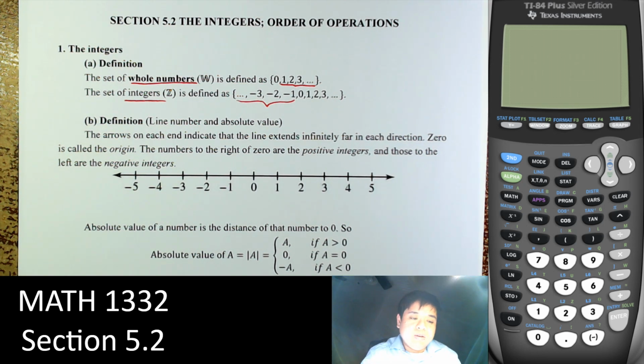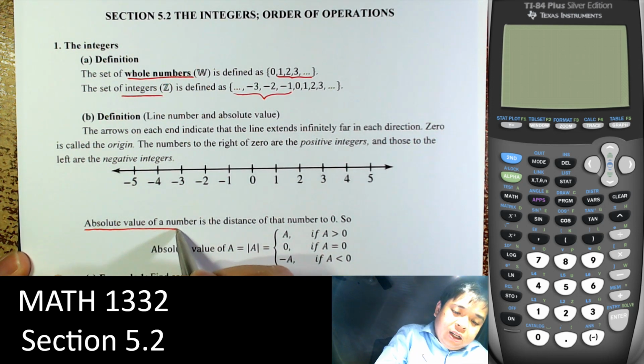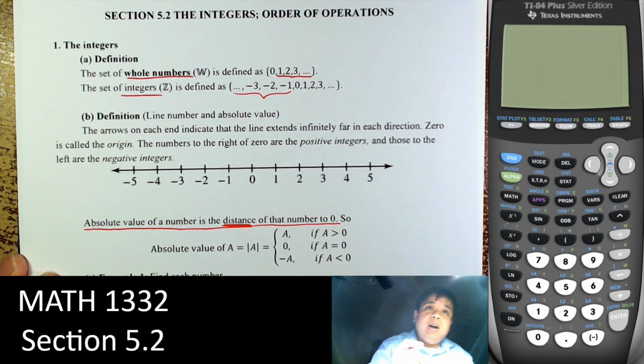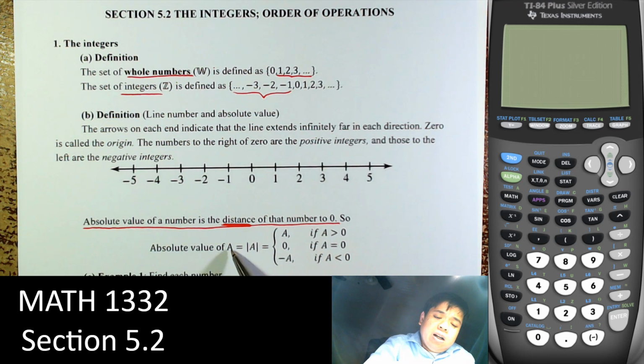Next, we define the absolute value. The absolute value of a number is the distance of that number to 0. Because it is a distance, the distance cannot be negative. It could be 0, it could be positive, it cannot be negative. So the absolute value of a number is itself if it's positive, and its opposite if it's negative.